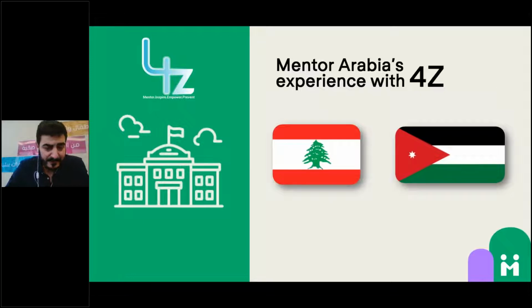This program was implemented first in Lebanon, but as 4Z is a flexible evidence-informed program, we were able to amend it and add on to the sessions to answer the needs coming from Jordan. The fruit of this amendment was the Youth Academy program, a program that we implemented in Jordan.